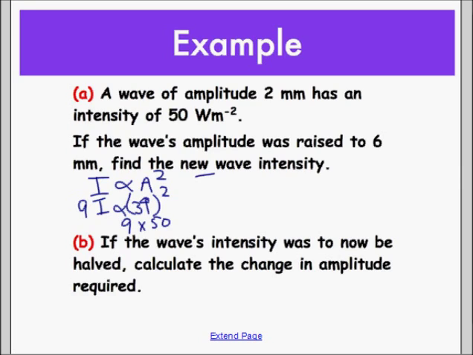Another way of looking at it is let's make this into an equals equation by putting in some sort of constant. What's the constant letter we haven't used? Let's just use a general one, k. I equals k a squared. If you look at this formula, 50 will equal some sort of constant multiplied by 2 squared. So what's k going to be equal to?